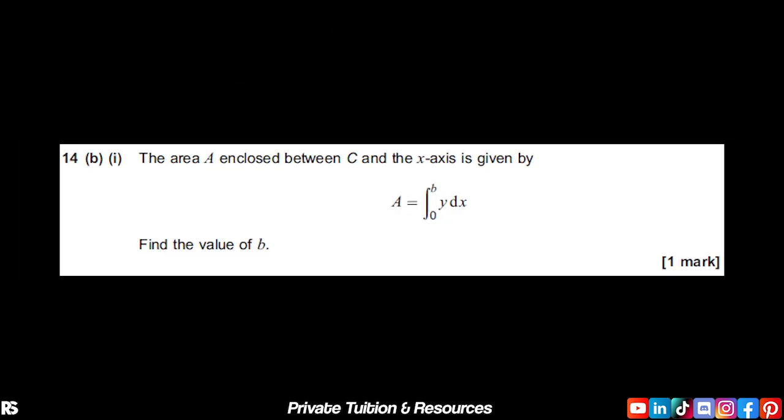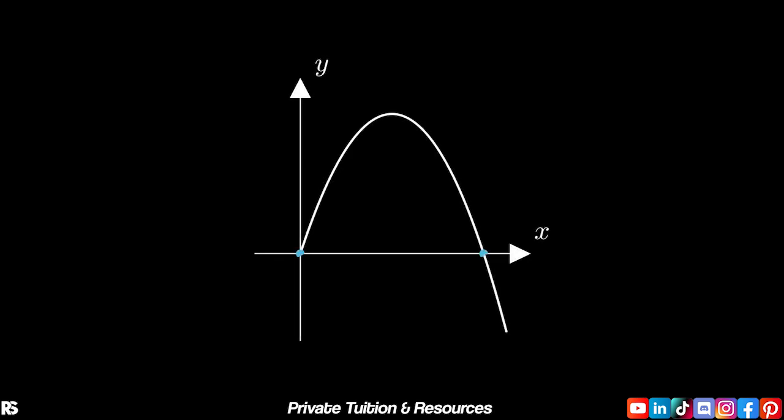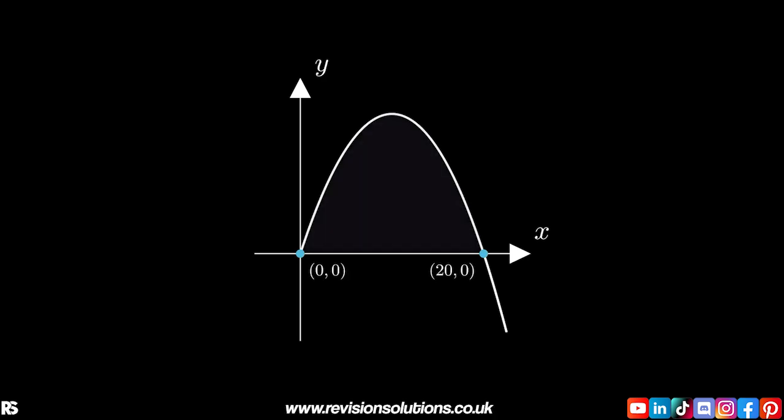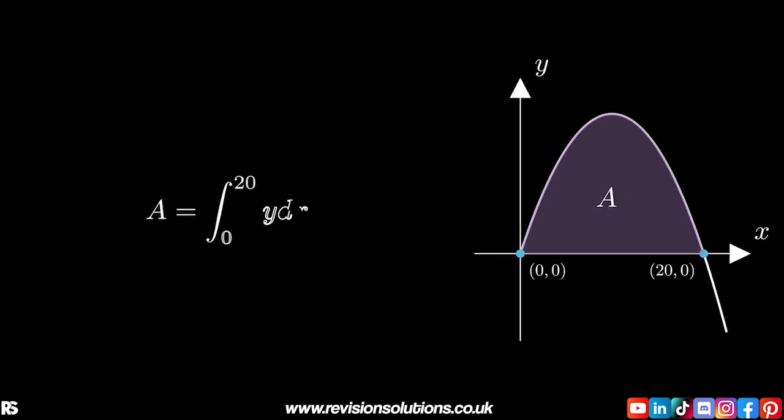Part B then states the area enclosed between C and the x-axis is given by the integral from 0 to b of y dx. Find the value of b. First, let's recall the x-axis intercepts from Part A. This would be the area bound between the x-axis and the curve. We can find this area by integrating the curve from 0 to 20, so b would be 20.